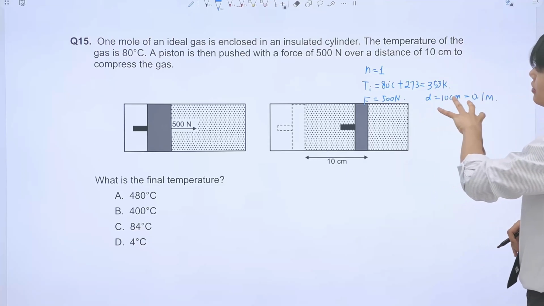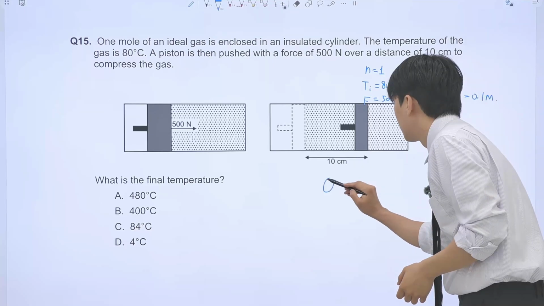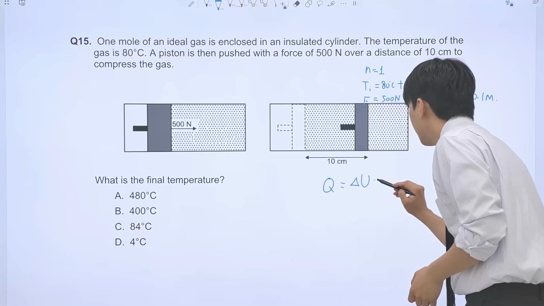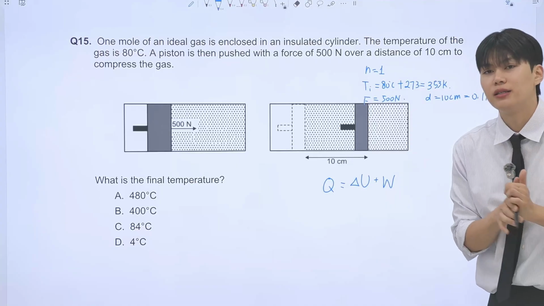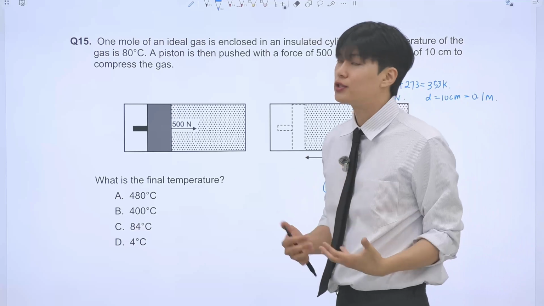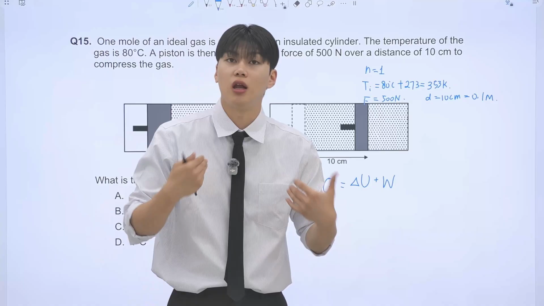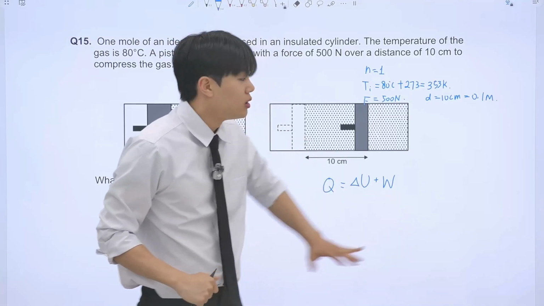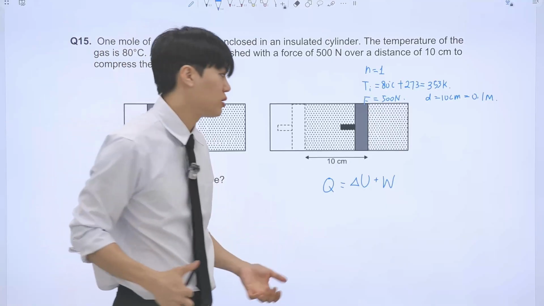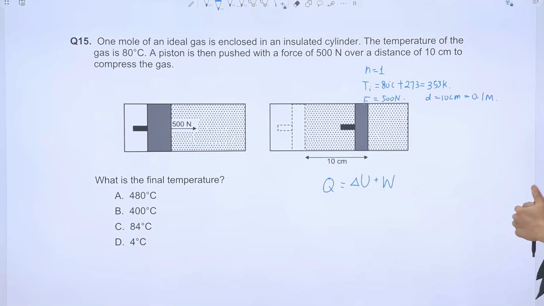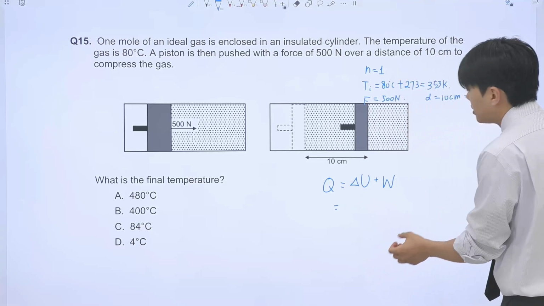Whenever I face this kind of question, I think Q equals delta U plus W, which is the first law of thermodynamics. I find that students don't often think the first law of thermodynamics is important, but it is a very important equation and it is used quite a lot in exams. So think about it every time you have this kind of question or other kinds of questions as well. It's a very important equation. So what's next?